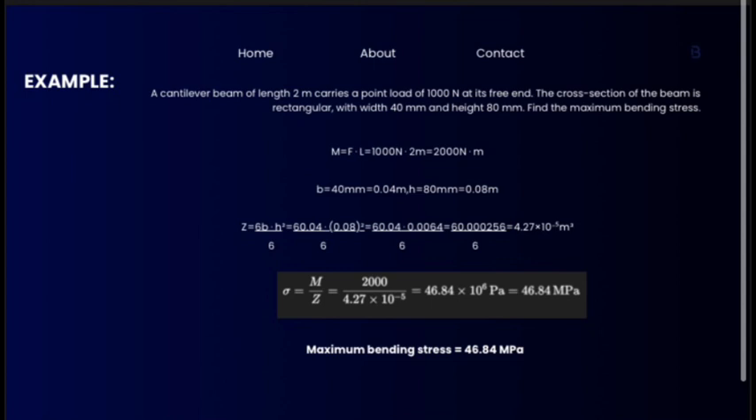Step 4, calculate bending stress. Bending stress equals bending moment over section modulus. So 2000 over 4.27 times 10 to the power of negative 5 is equal to 46.84 times 10 to the power of 6 pascals is equal to 46.84 megapascals. So the maximum bending stress is 46.84 megapascals.